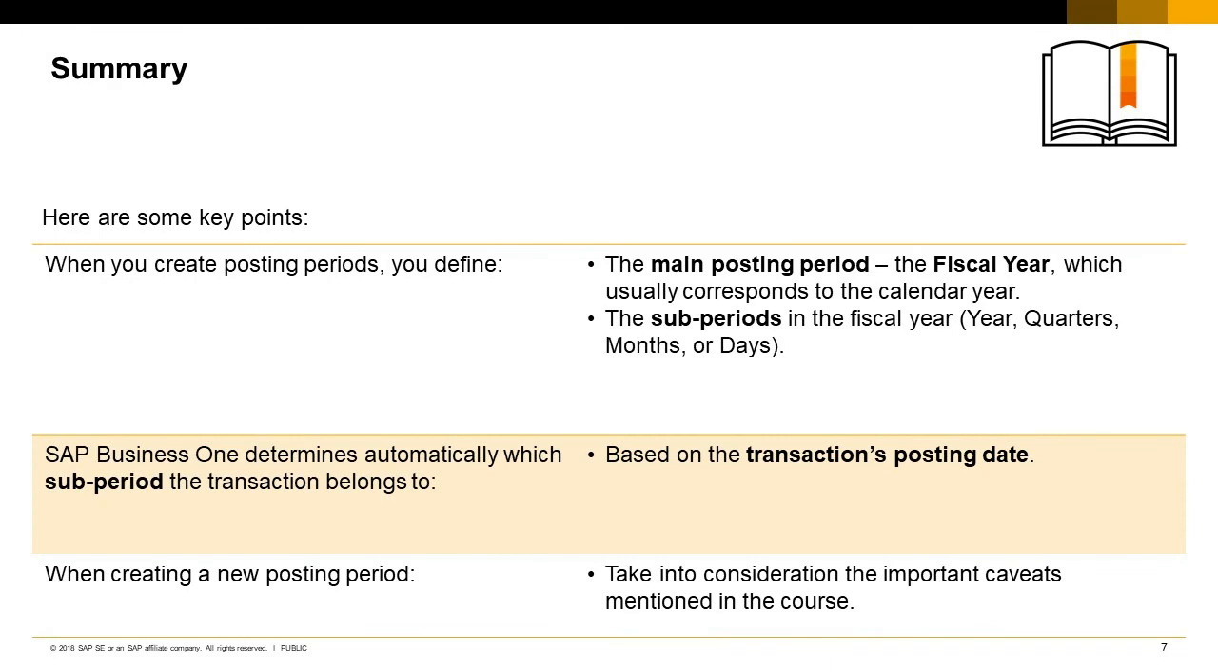Here are some key points to take away. When you create posting periods, you define the main posting period, the fiscal year, which usually corresponds to the calendar year. The sub-periods in the fiscal year, quarters, months, or days. SAP Business One determines automatically which sub-period the transaction belongs to based on the transaction's posting date. When creating a new posting period, take into consideration the important caveats mentioned in the course.